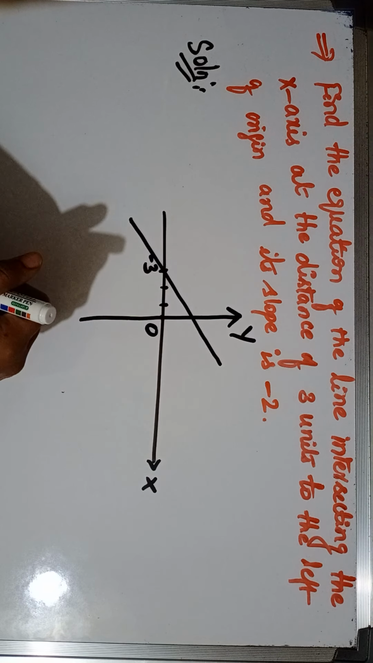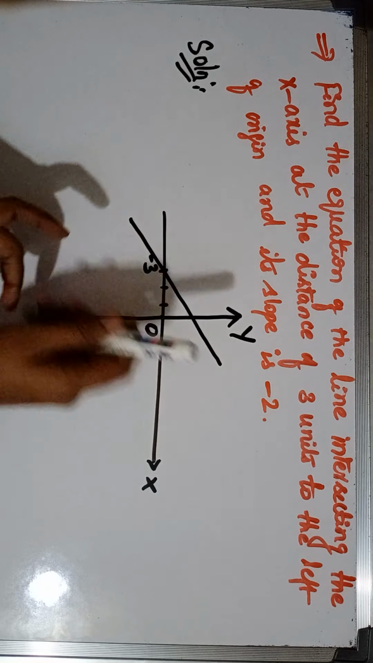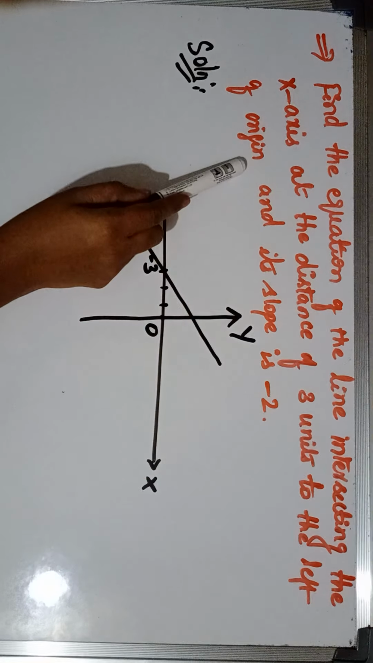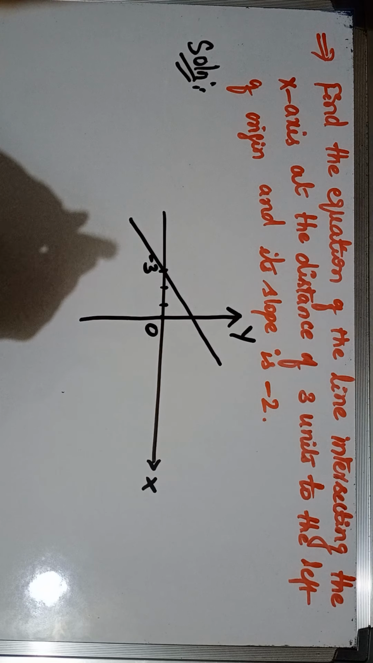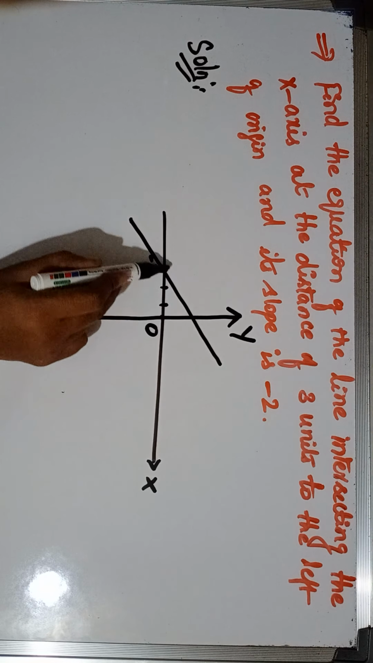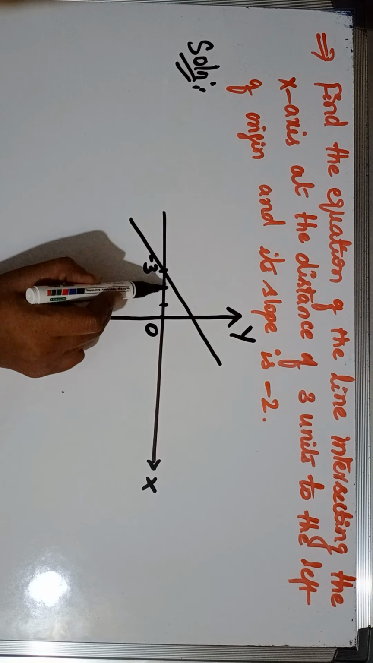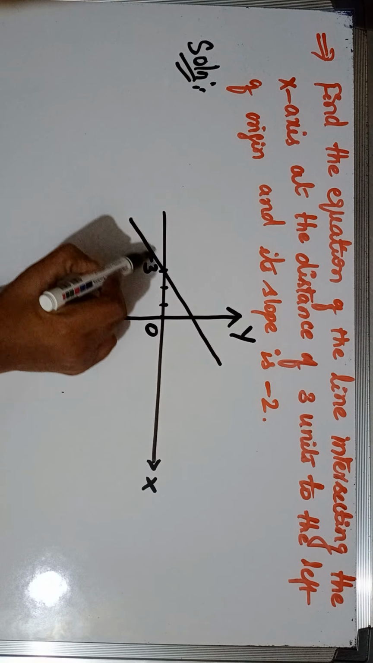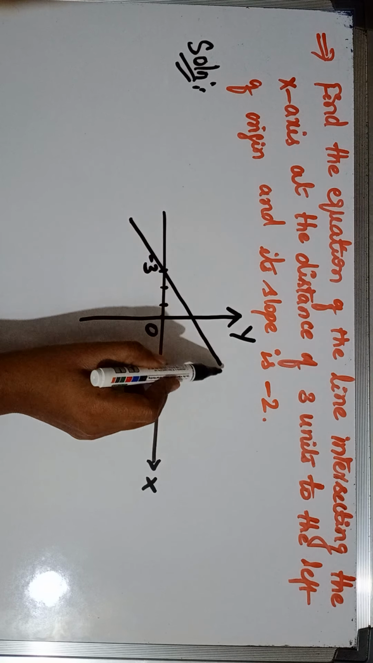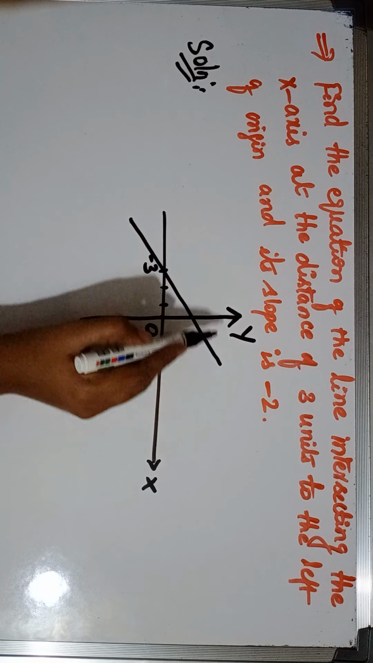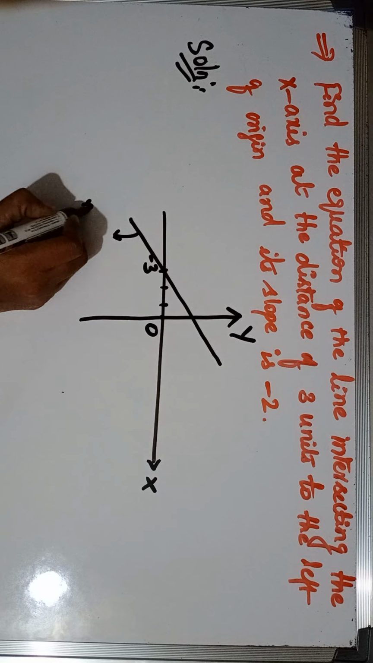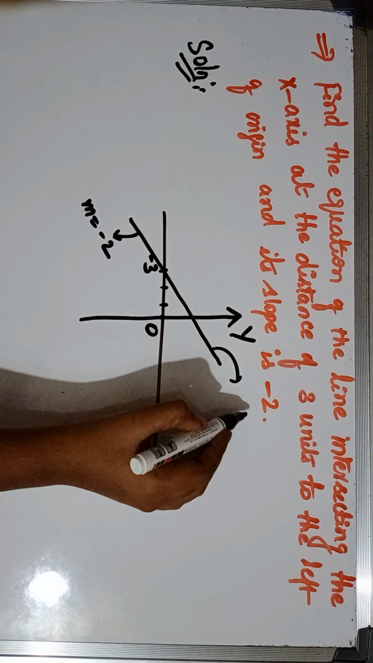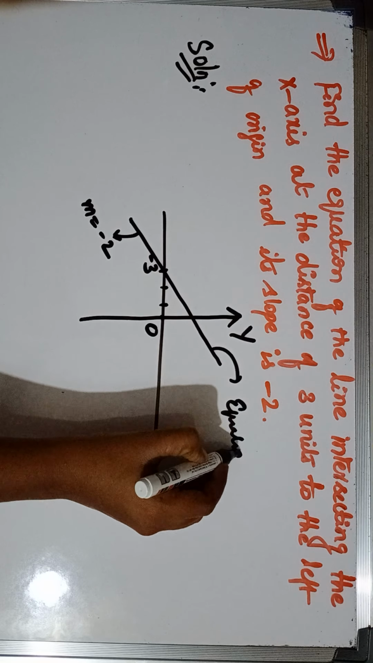See, here we have to find the equation of the line which intersects the x-axis at a distance of 3 units to the left of origin. See, this is origin. Left means the negative side. The required line crosses the x-axis 3 units to the left. And the slope of this line is m is equal to -2. Just we need to find out what is the equation of this line.